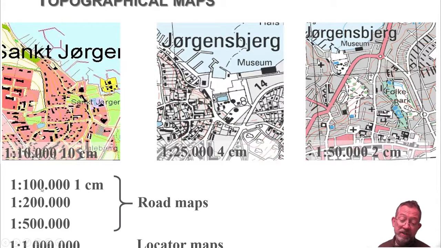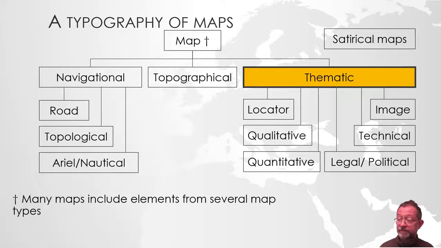If we go over this and look at the 1 to 100,000, 200,000, 500,000, what we saw as a navigational map, we might call these road maps. And even further up, we have 1 to a million, so a very small scale. We have what we might call locator maps. Maps that say, okay, where is this town in relationship to this town, and what's at a given location.